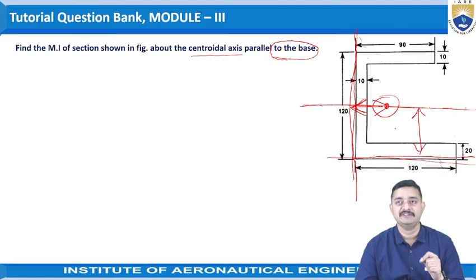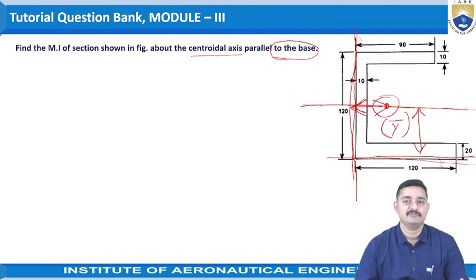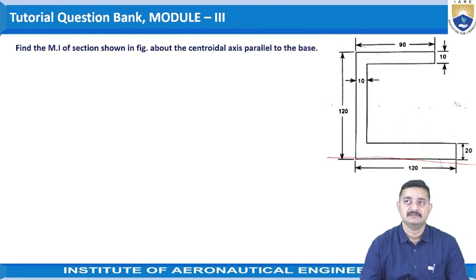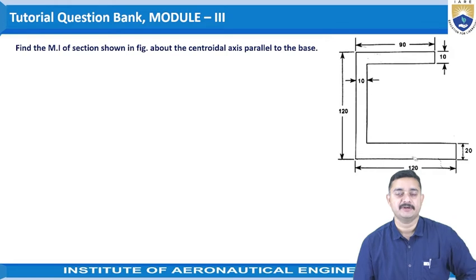So if we identify the y bar alone, it is sufficient to solve this moment of inertia problem. So with this basics, let us start the problem. So as the first case, as we have discussed, we need to first identify the centroid of this particular C section.